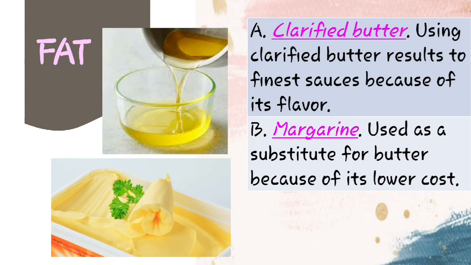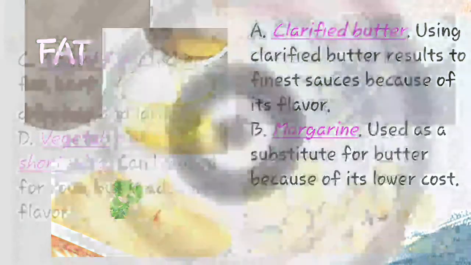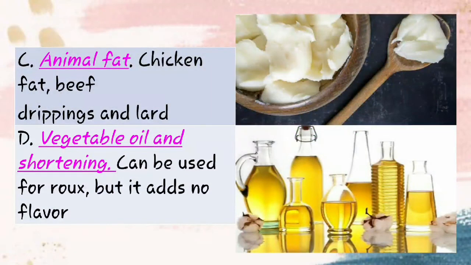Aside from butter, we also have margarine. It is used as a substitute for butter because of its lower cost. We also have animal fat. We can use chicken fat, beef drippings, or lard. And we can also use vegetable oil and shortening. It can be used for roux, but it doesn't have any flavor.